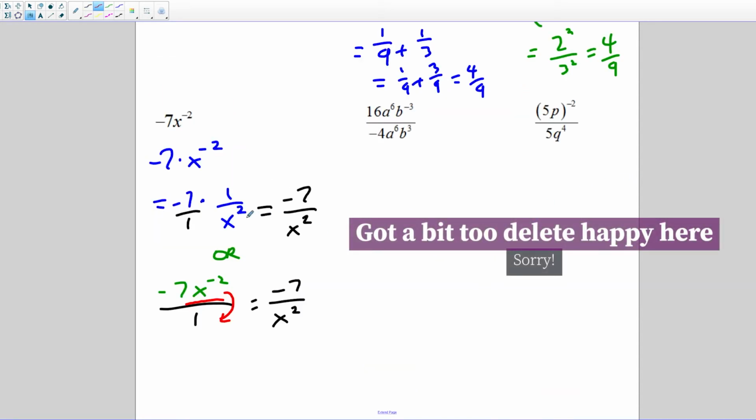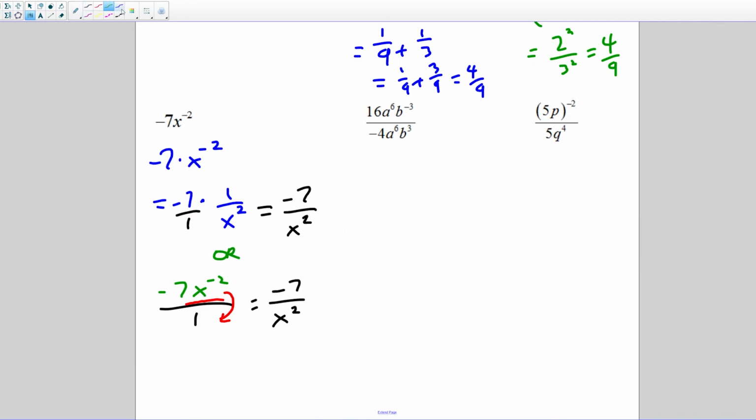For the example that I just did here, notice that the -7 stays up top. Why does it stay up top? Well, if we think about the exponent of that -7, it's really just 1. This -2 only applies to the x. So make sure that you're not accidentally taking too many things over to the other side.